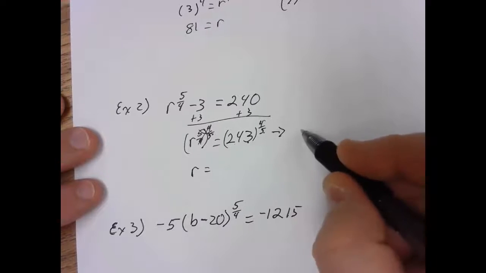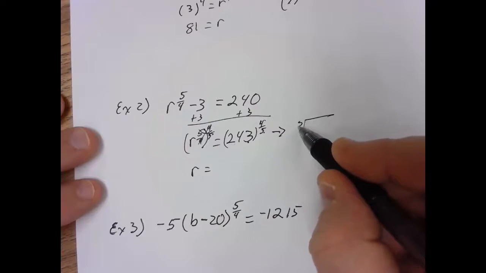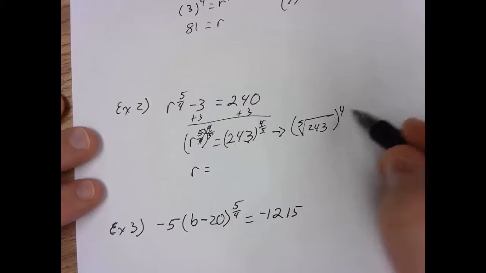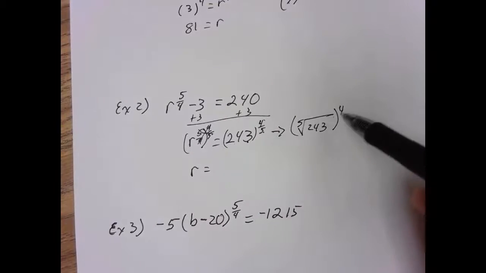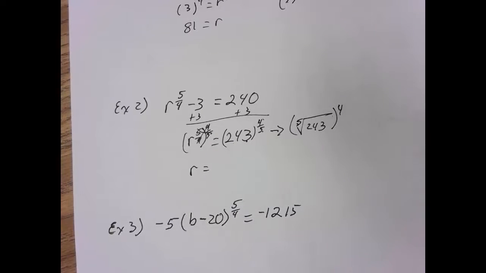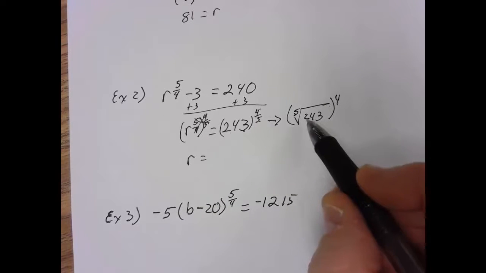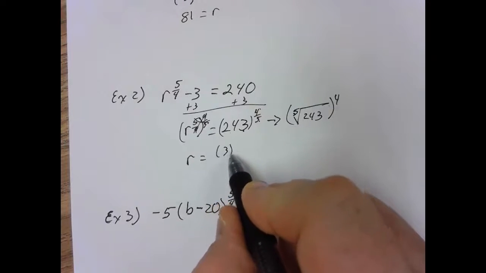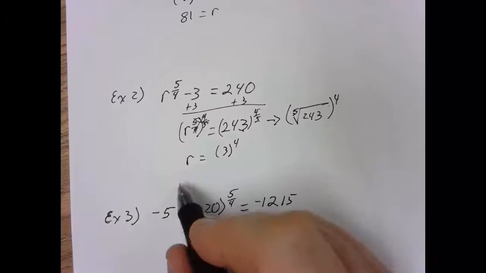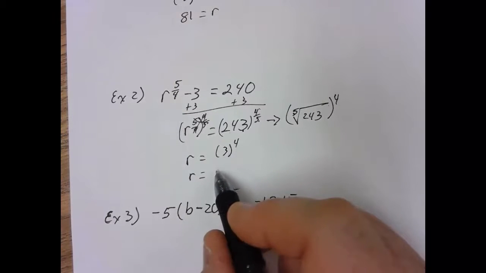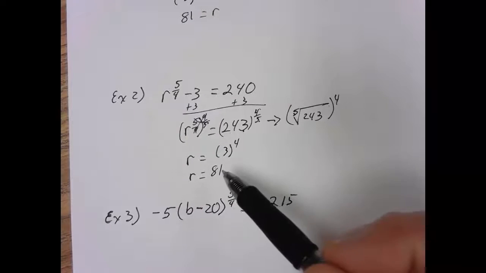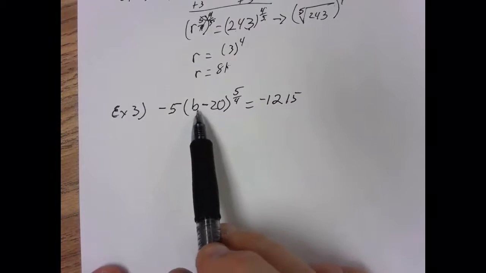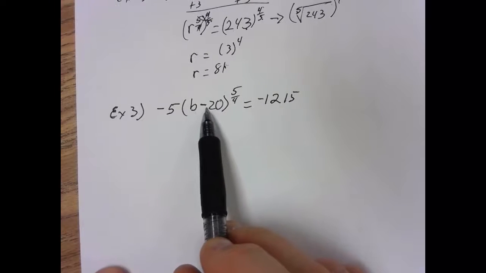Now the 4/5 power is really the fifth root of 243, and then I'm going to raise the whole thing to the fourth power. So 4/5 power. And the fifth root of 243 is going to give us a 3. So we have a 3 here raised to the fourth, and then r is equal to 3 to the fourth, which is 81 again.